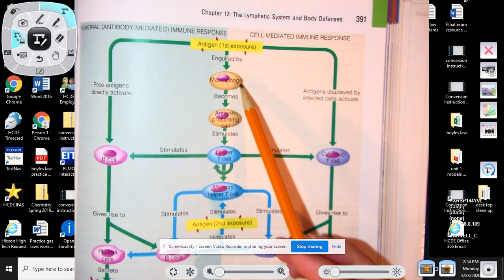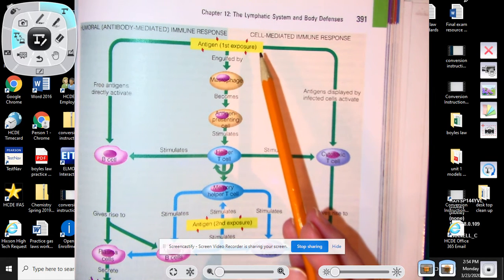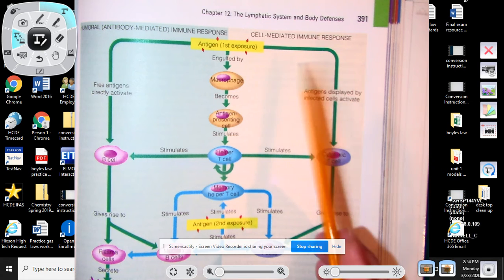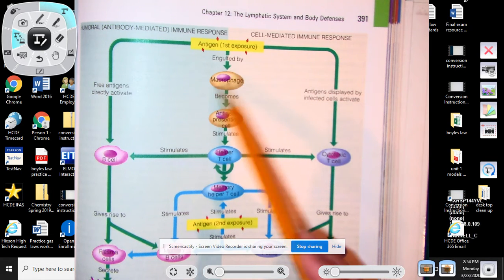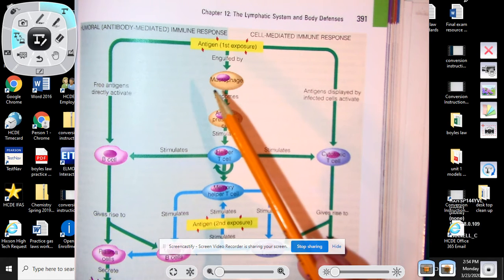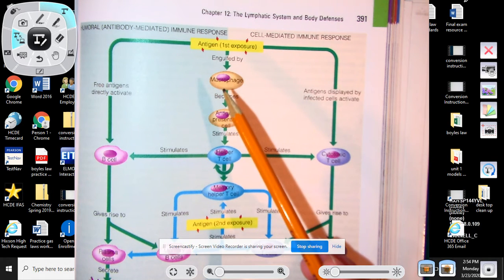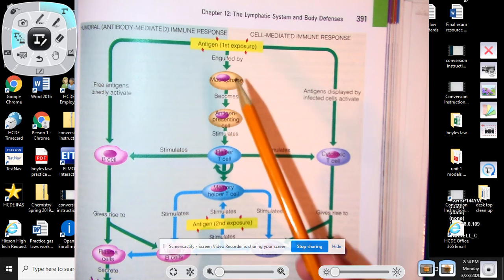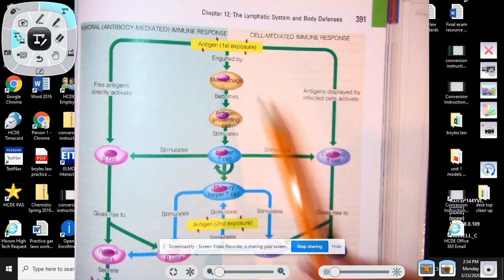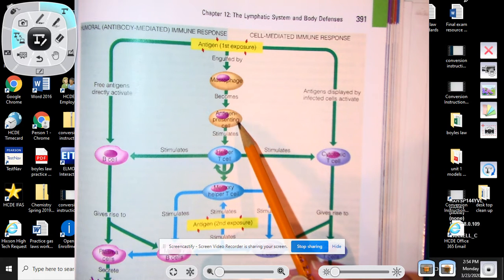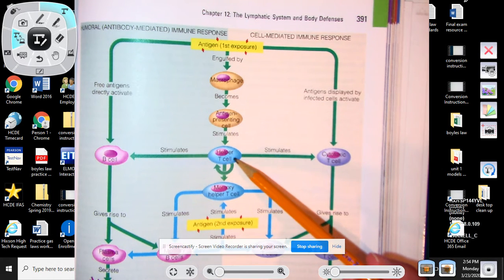In your non-specific defense, something came along and the macrophage identified it. If it was self, it let it go. If it was non-self, it engulfs it. And once it engulfs it, instead of just destroying it like it did with the non-specific defense, it's going to go and present it. It's going to basically sound the alarm that there's something foreign in the body.